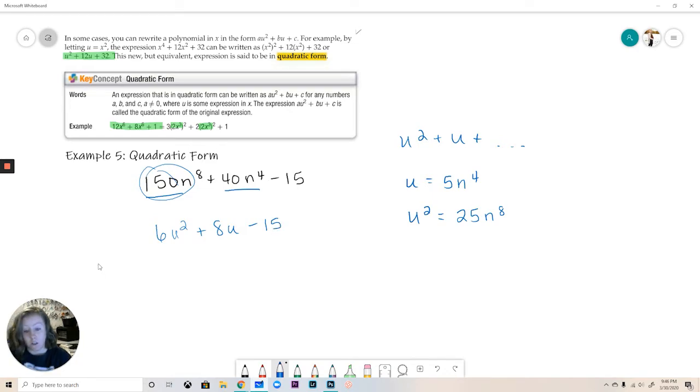Okay, so here it looks like a quadratic now. It's 6u squared plus 8u minus 15. However, our goal is to also keep it in the variables that it was given to us. So I'm going to now replace the u's with my 5n to the 4th. So I'm going to say 6 times (5n to the 4th) squared, I'm just taking the u and putting it in parentheses, plus 8 times 5n to the 4th minus 15. And that is the final quadratic form.